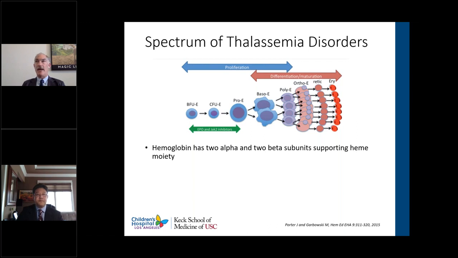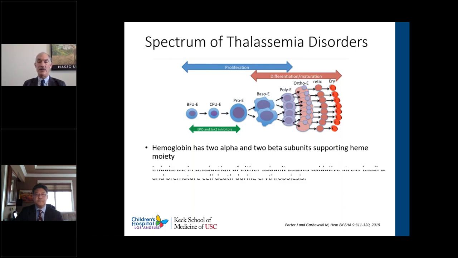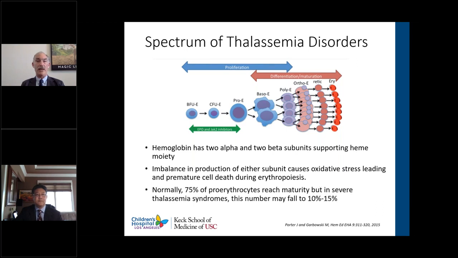And hemoglobin has two alpha and beta subunits to support the heme moiety. And genetic deficiencies that lead to imbalances in these subunits cause the red cells to prematurely die in this pathway. And the severity of that defect is really what determines whether a patient is a thalassemia intermedia patient or a thalassemia major patient. And the spectrum of the heart disease varies dramatically with the level of effective versus ineffective erythropoiesis.